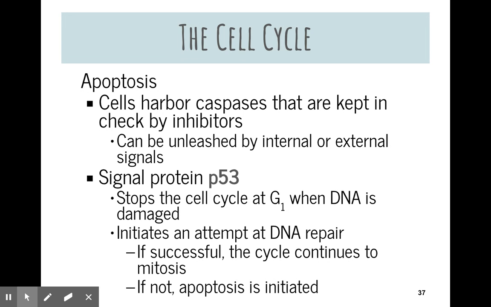What it does is stop the cell cycle at G1 when DNA is damaged. So if your DNA becomes damaged in any way, shape, or form, then p53 will detect that and will stop the cell from dividing. It will initiate an attempt at DNA repair. Before the cell can continue to divide, it's going to try and repair the DNA. If it's successful, then the cell will continue to mitosis. If it's not, then p53 will signal apoptosis, and the cell will basically die.